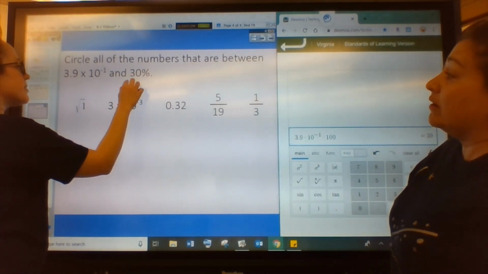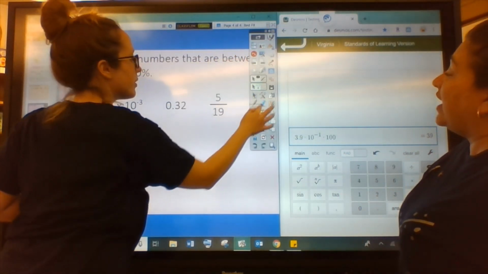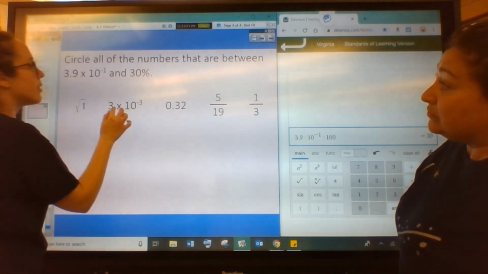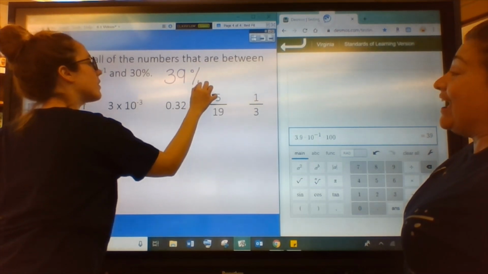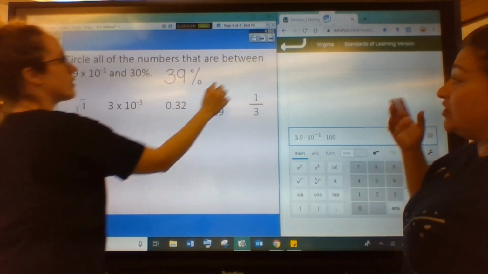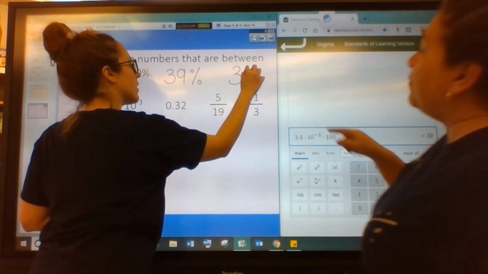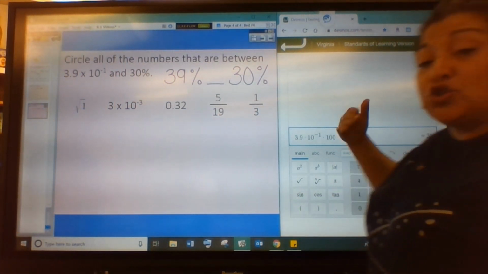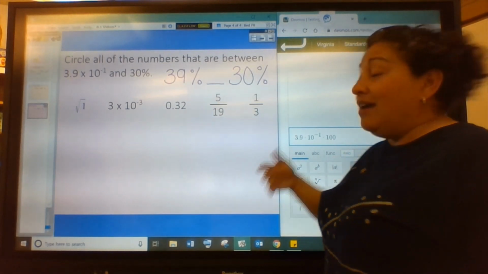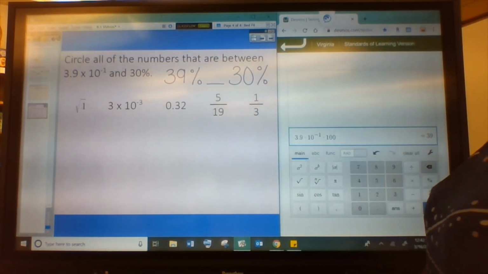39%. Hang on, we're getting a pen. I'm going to just put it over here. Okay, so we got 39%, and the other one is already a percent, so it's just 30. And then we're going to put a blank in between, so we remember that's where we're trying to fit. We're trying to fit in between 39% and 30%.